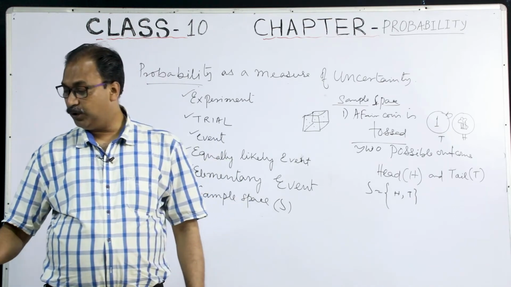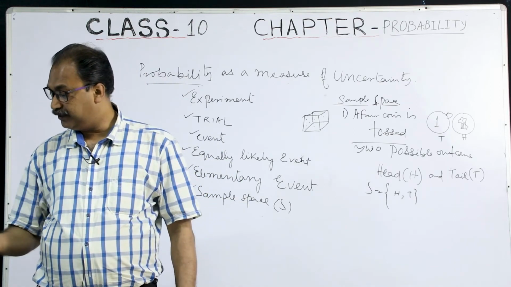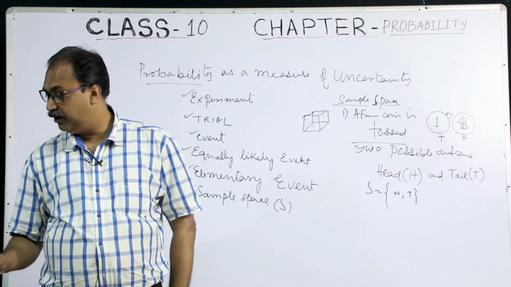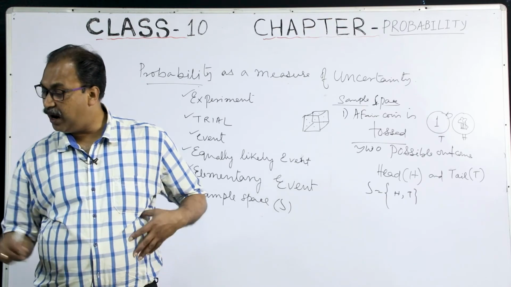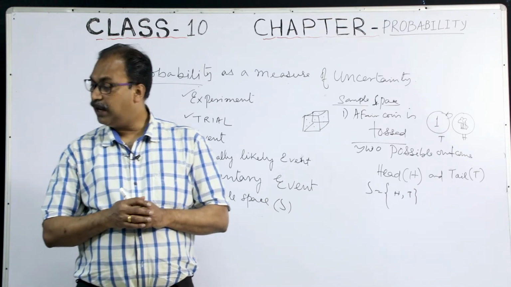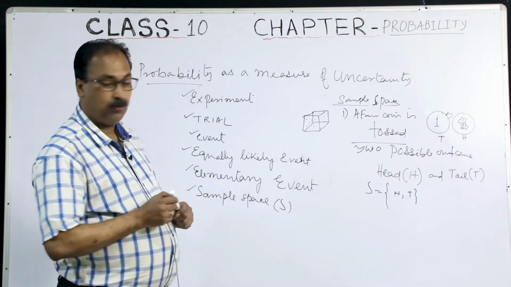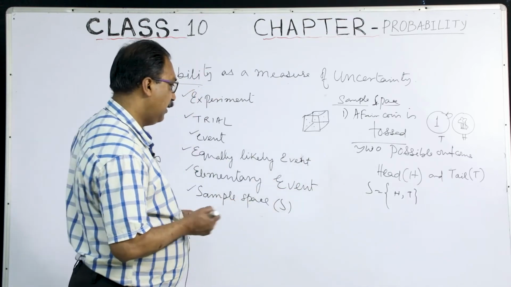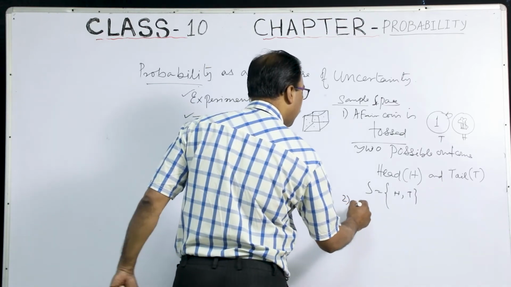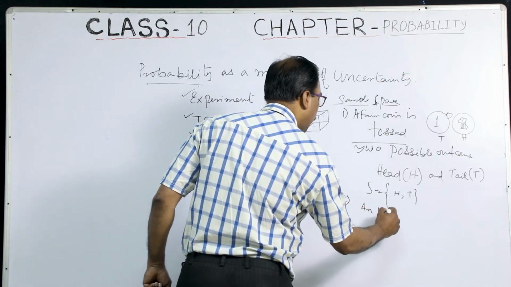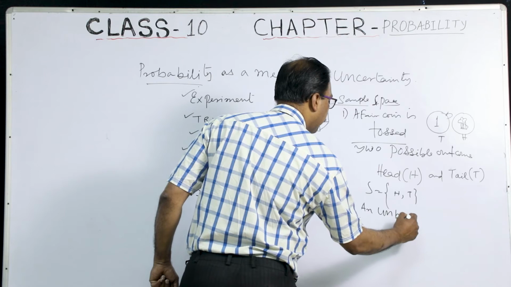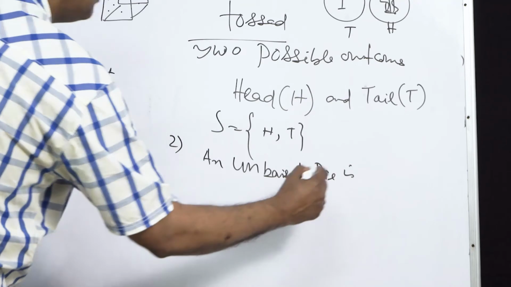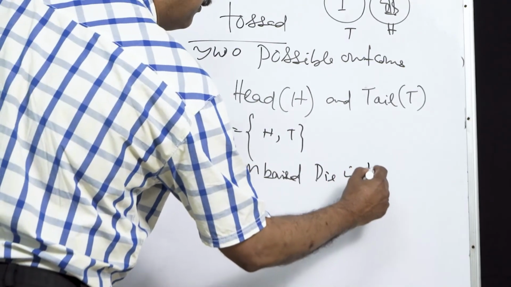Now we'll go to the second part of these considerations. Number 2, favorable cases. Now you have to go for favorable cases. Number 2: an unbiased die is thrown once. It is a coin, okay. Now number 2, an unbiased die is thrown.